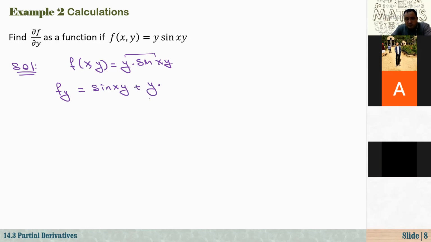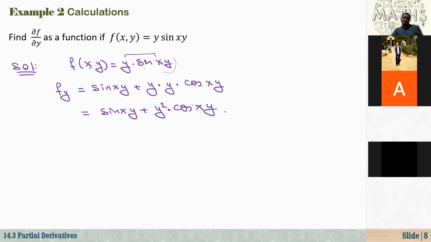Plus here we have y times, now we have to differentiate sine of xy with respect to y. So if you differentiate sine of xy with respect to y, first we have to differentiate its argument, right? This xy, that's equal to x. Times, after that we have to differentiate sine with respect to xy. So that is cosine of xy. So which is equal to, now if you simplify this, sine of xy plus xy times cosine of xy.